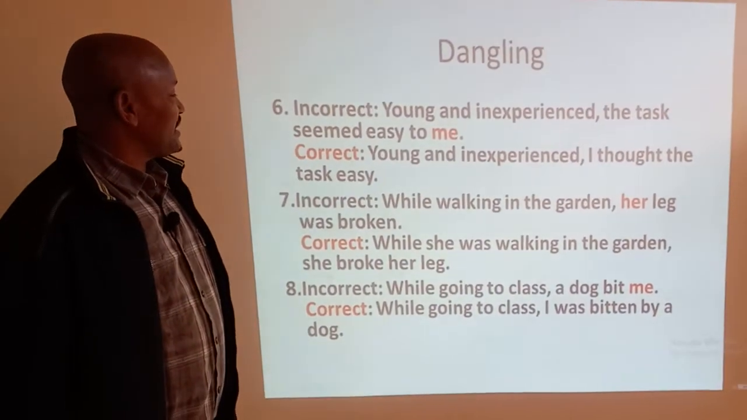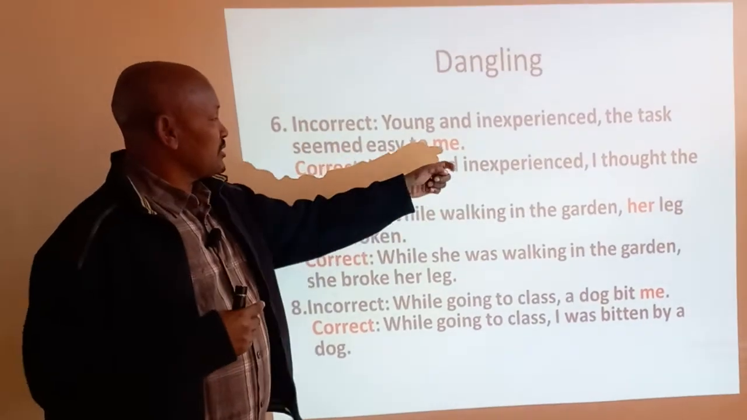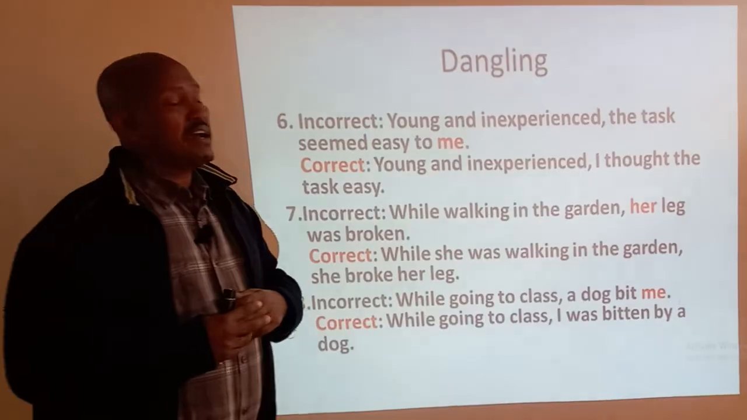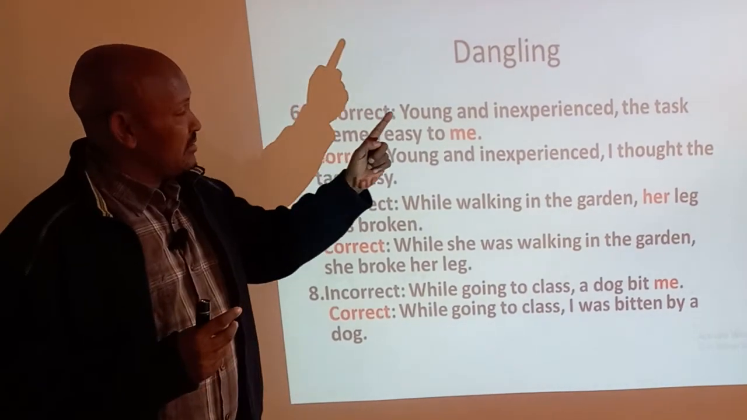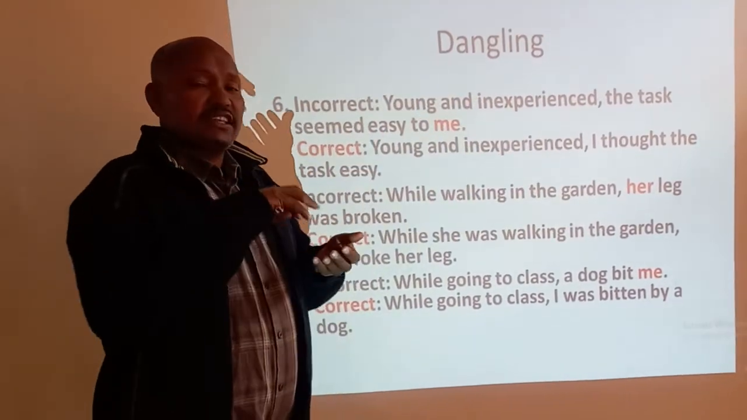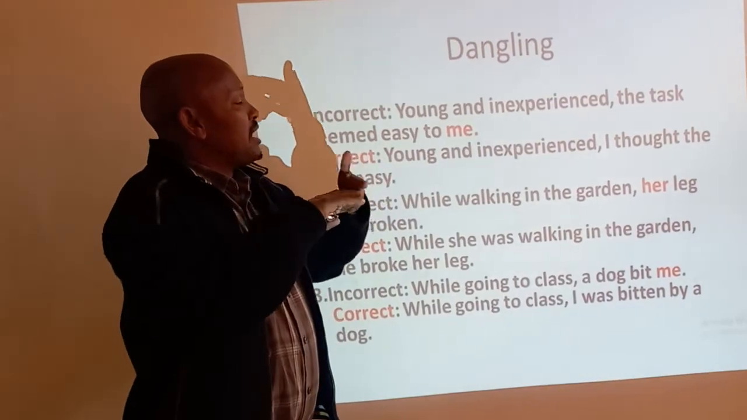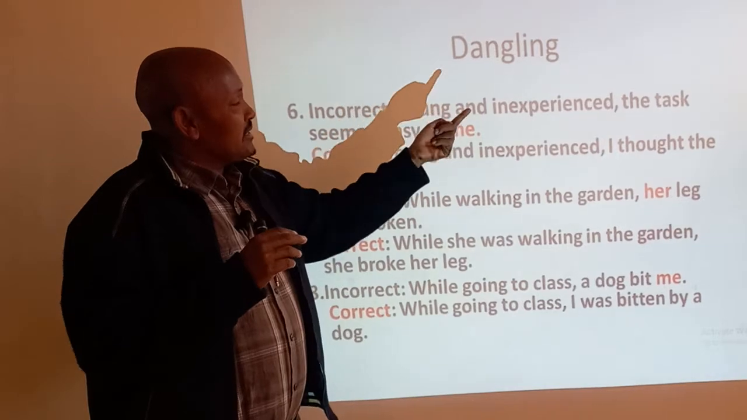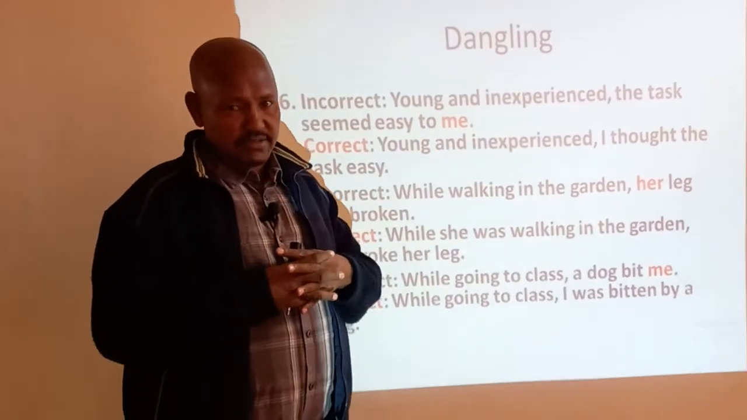The task seemed easy to me. I'm talking about I myself, because there is a clue here, an objective of the first person, me. So the dangling modifier, or the dangling, is I. I doesn't modify the task, and the task doesn't have similar meaning with the subject I. So the problem is that the task is written instead of the subject I. So this shows a dangling modifier.